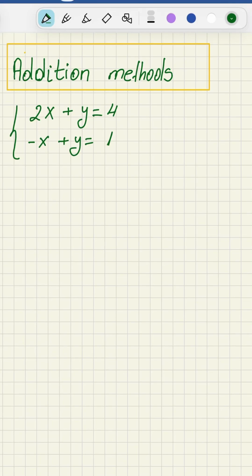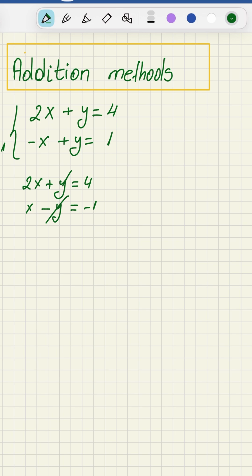To solve this simultaneous, I'll multiply both sides by -1. And we have 2x plus y is just 4. And the second one, -1 times -x is x, -1 times y is -y, and -1 times 1 is just -1.